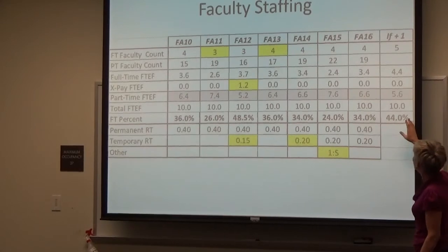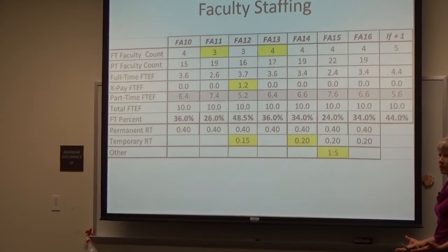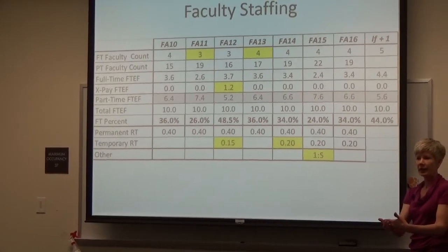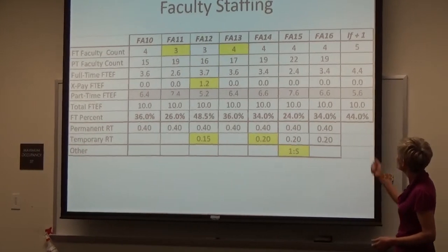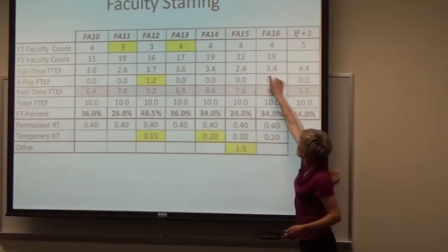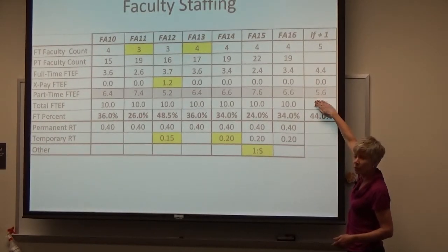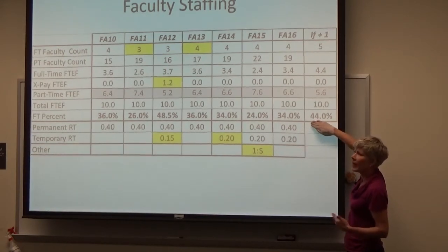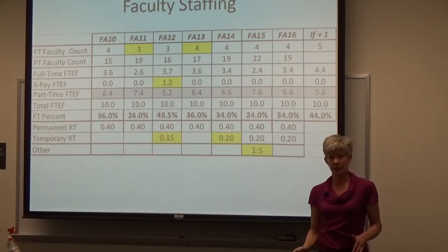So the very last column out here to the right is what's going to happen if we hire another faculty member in this department. And when we're thinking about whether we are going to hire another faculty member, we want to see how that's going to impact the full-time percent. So in order to make it simple, we just add one person. We add 1.0 to their full-time FTEF. We take one away from their part-time FTEF and see what the impact on the full-time percent is. So if we added one faculty member to this department, we increase the full-time percent 10% because of the way I worked out the example.